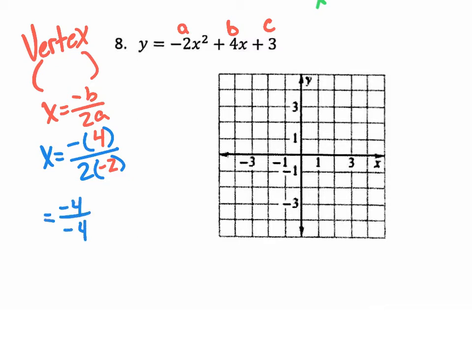That's our x value. What is -4 divided by -4? That's right. X equals +1. Negative divided by a negative is a positive. So our vertex x value is +1. We need to find the y value now. How do we do that?